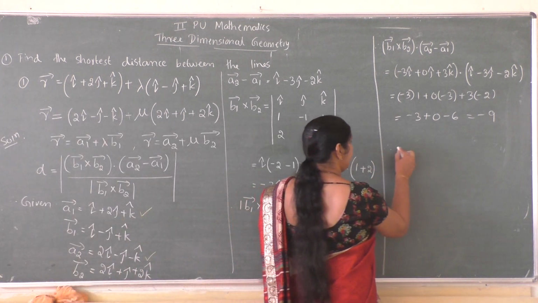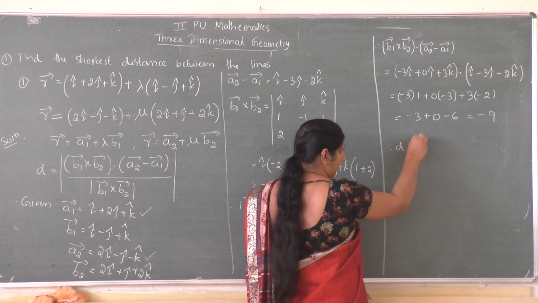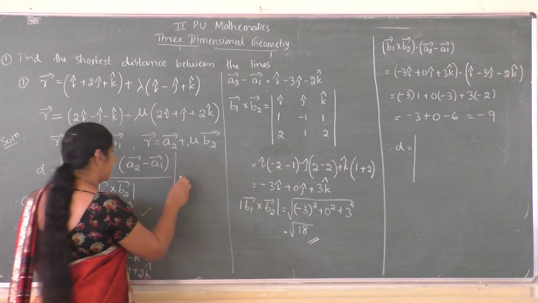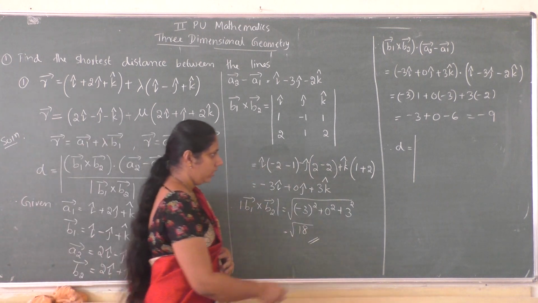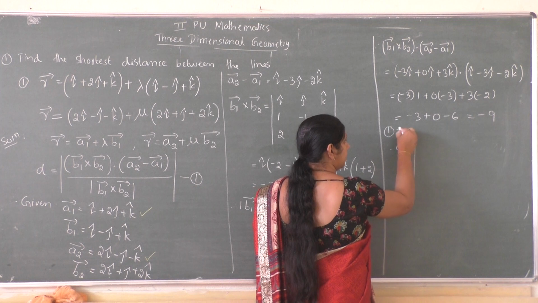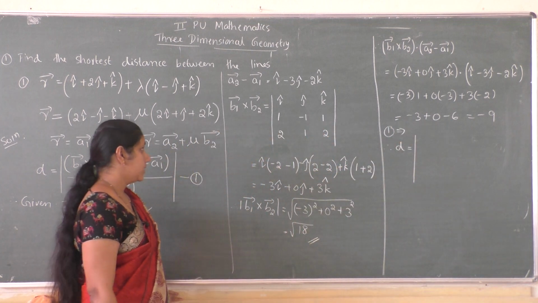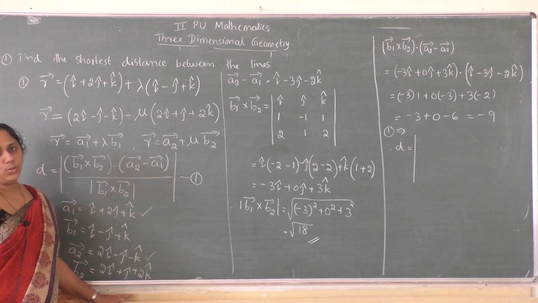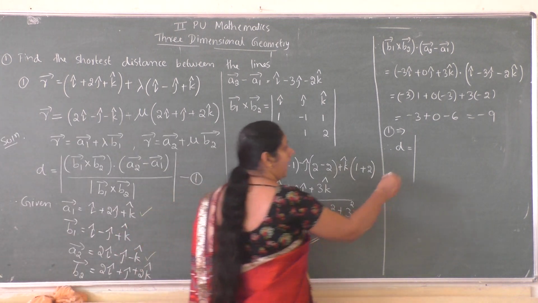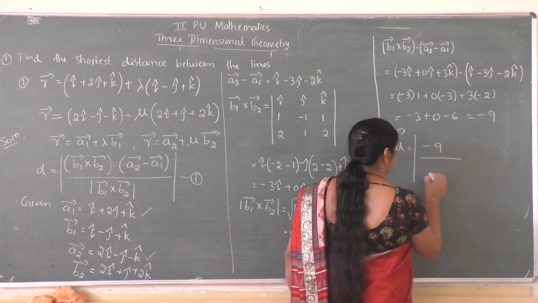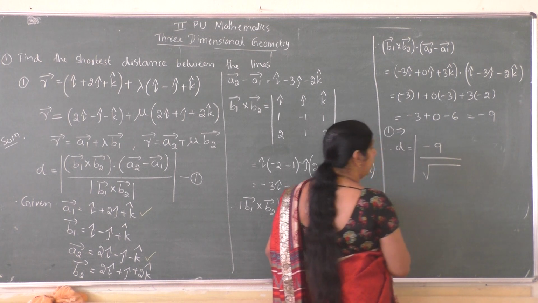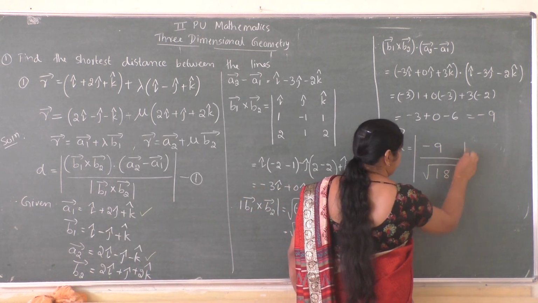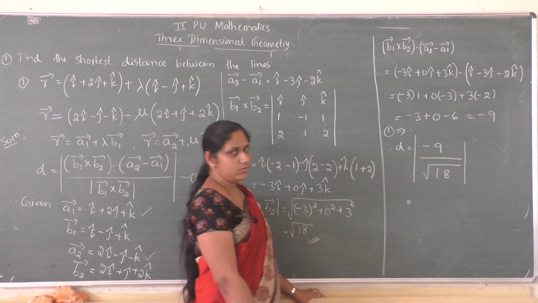Therefore, D equal to magnitude of, what is vector b1? I will take this as equation 1. Now equation 1 becomes, what is D? In the place of vector b1 cross b2 dot vector a2 minus vector a1, you can write minus 9 divided by, what is the magnitude of b1 vector cross b2 vector? It is root 18. So it is minus 9 by root 18.